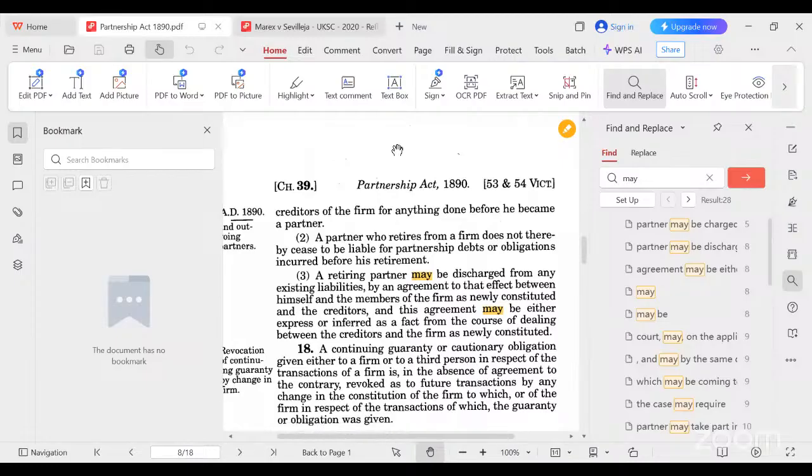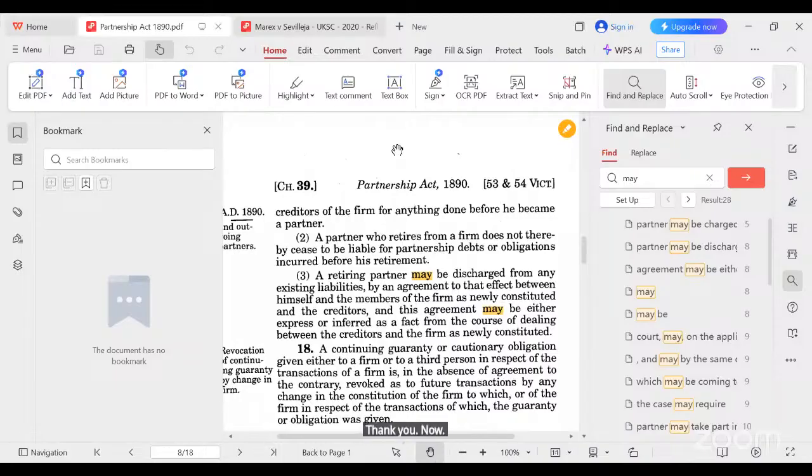Hello, sir. Yes, go ahead. What I want to say is that since the way it is stated, it was not stated to be compulsory that the partners can decide to discharge a retired partner of the liabilities, or they might not decide. It says a retiring partner may be discharged from any existing liabilities by an agreement to that effect. So what I said there is that it's not a compulsory one. It's just an enabling one. So you can decide to discharge him of such liabilities or otherwise. Okay. Thank you.